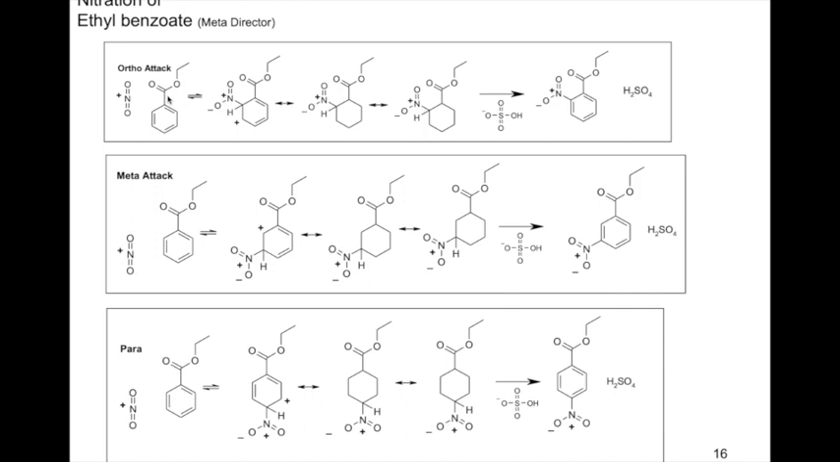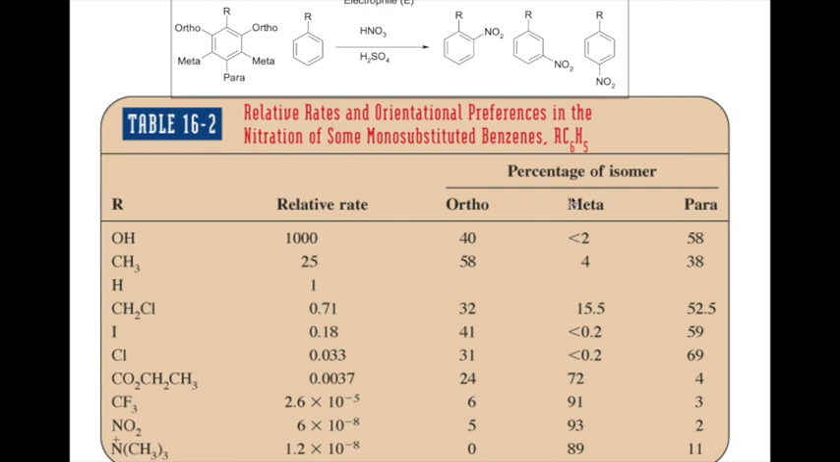And is it an activator or a deactivator? Well, let's see. It can withdraw through resonance, and this is an sp2 carbon, so it can withdraw through induction. So overall, it's electron withdrawing, which makes the nucleophile weaker. It's a deactivator. And then here's some experimental data.